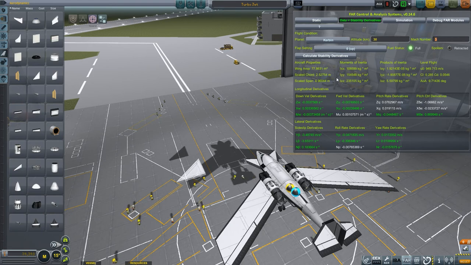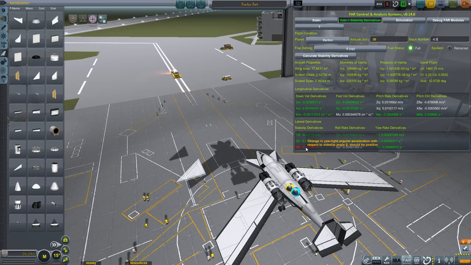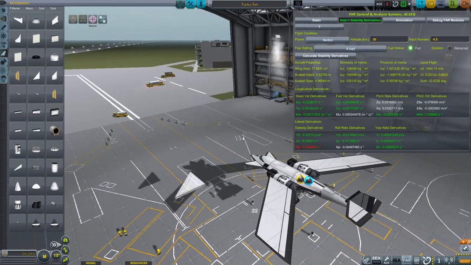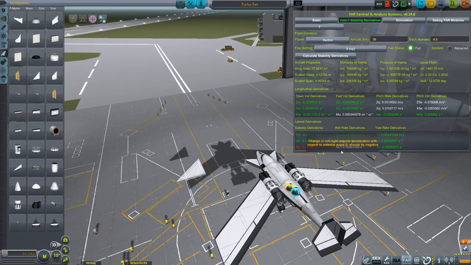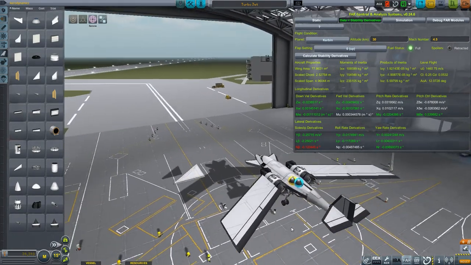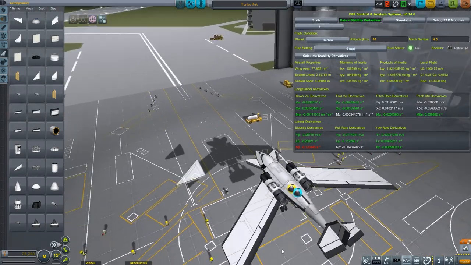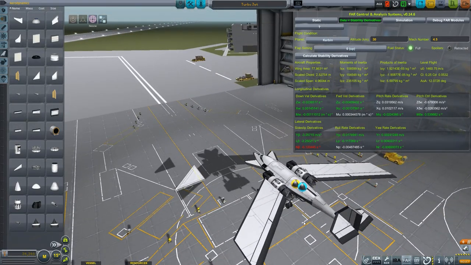Then at 30 kilometers, still not good enough. We start running into issues with our yaw stability. This is extremely common. And basically that means we need a larger vertical surface back here. Not really an issue for this plane, as it's not got enough air intakes to fly that high. But if you were designing something to go into orbit, that would indeed be an issue.